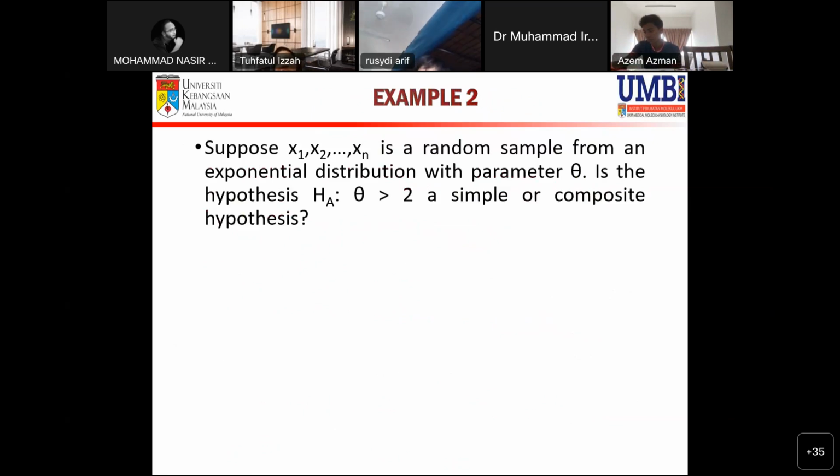So for example 2, we proceed to example 2. Suppose that we have another random sample from exponential distributions, x1, x2 until xn. But in this case, we specify the alternative distribution, and the values for the parameter of this exponential distribution under the alternative hypothesis as something bigger than 2, which is not specific anymore. So in this case, do we consider it a simple or composite hypothesis?